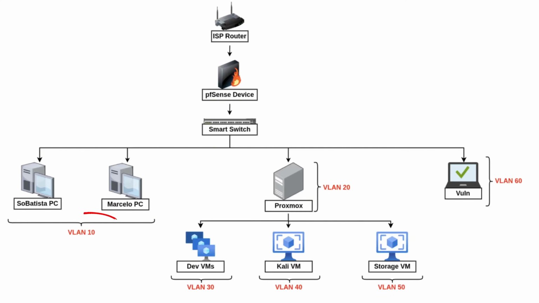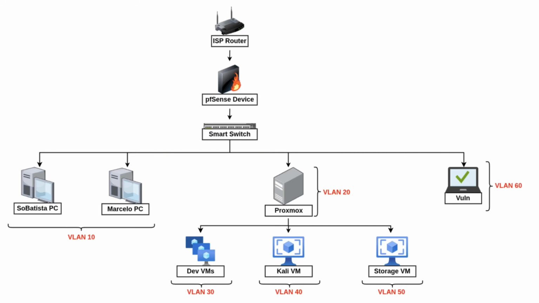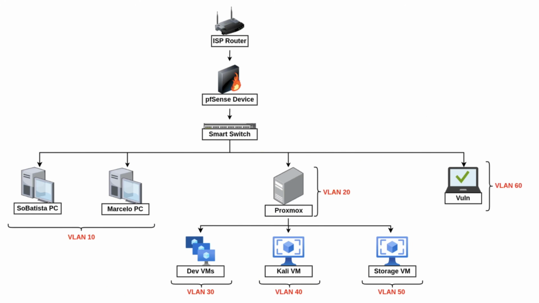With the gear clear, let's talk about all VLANs that we will create. So here's the plan. So we will create VLAN 10, that will be the admin VLAN, and this will have my computer, my husband's computer and the switch. So this is for management only. Then we will create VLAN 20 and this will be Proxmox's VLAN. Inside of Proxmox VLAN we will have another 3 VLANs. VLAN 30, VLAN 40 and VLAN 50.